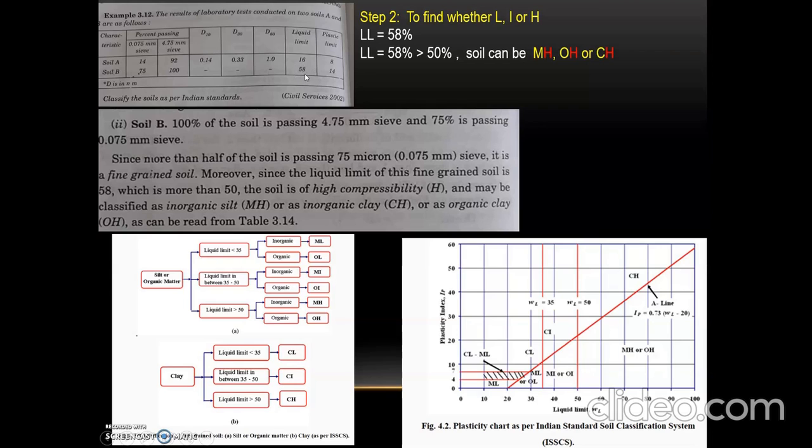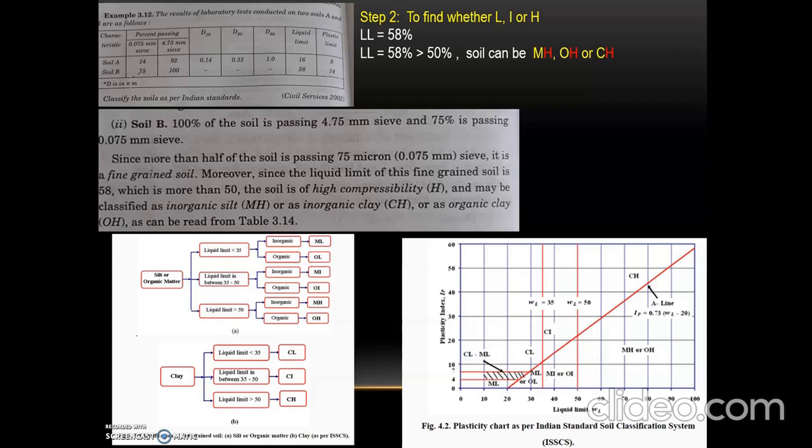So this 58% is greater than 50%. Now here we will have to check whether the soil is ML, OL, MI, OI, MH, OH, or whether it is CL, CI or CH. We do not know whether it is silt or organic matter or whether it is clay. For that, first we will check these three conditions, that is whether the liquid limit is less than 35%, whether the liquid limit is in between 35 to 50%, or whether the liquid limit is greater than 50%.